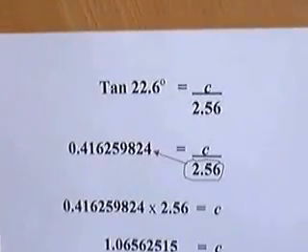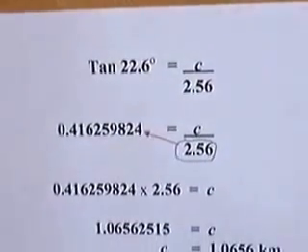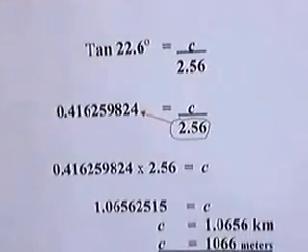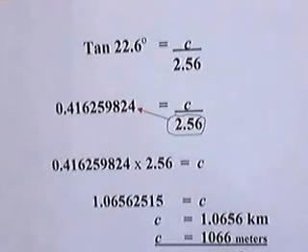If I do that, I get this answer here. Don't forget that this is in kilometers, so I've turned it round and I've expressed it in meters. Okay, C is 1.0656 kilometers, or to the nearest meter it's 1066 meters, which is pretty high for a cliff, but nonetheless the trigonometry is correct and this is the correct answer.